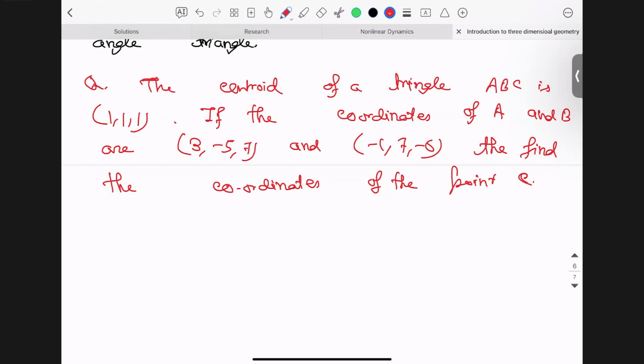Okay. So the question is that they have given the coordinate of the centroid of the triangle ABC, and they have given two coordinates of the triangle. They have asked what is the third point, or you can say what is the third coordinate of the point C. Okay, so let us draw the triangle first. So this is our triangle. All these things are in 3D. Don't think like I have drawn it in 2D space. It can be placed anyhow.